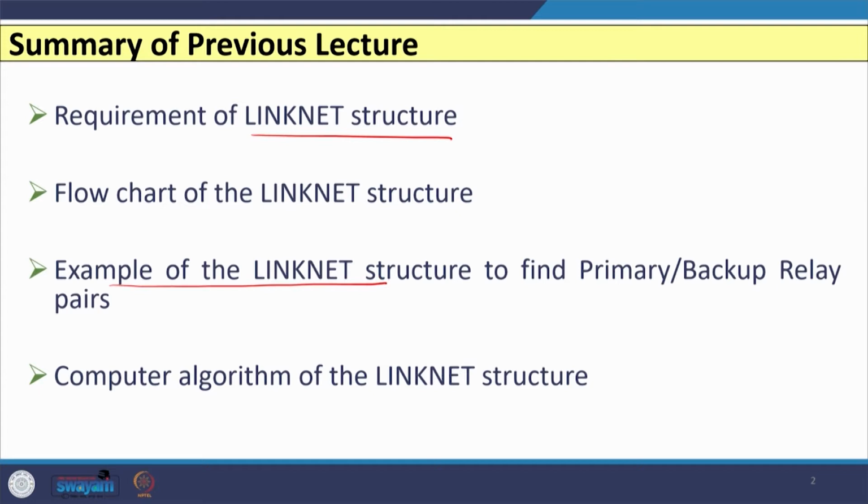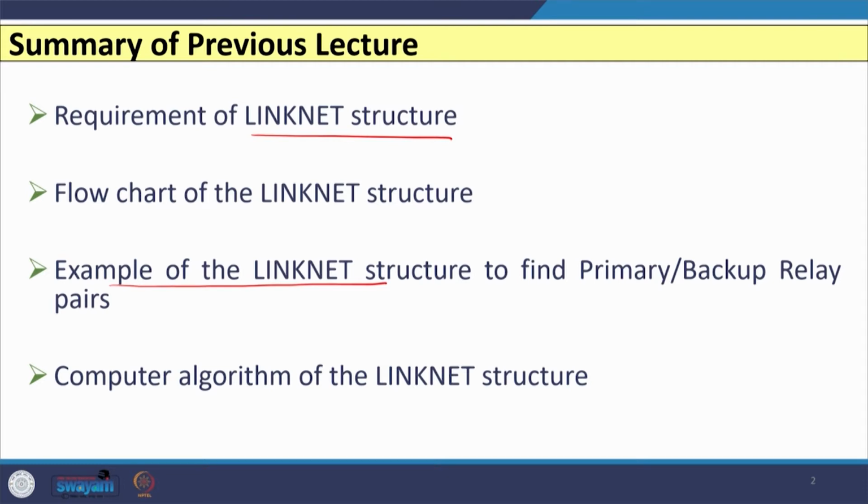After that we discussed one example on linked net structure, in which we considered one network which contains 4 branches and 8 relays. Using algorithm 1 of the linked net structure, the whole table, which is known as the branch network table, can be prepared for this network, and utilizing that table, we can also determine the primary backup relay pairs using algorithm 2.